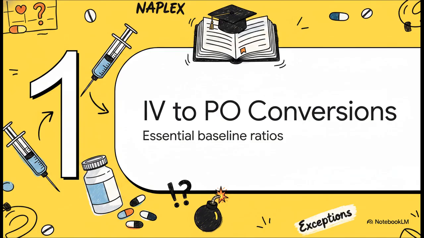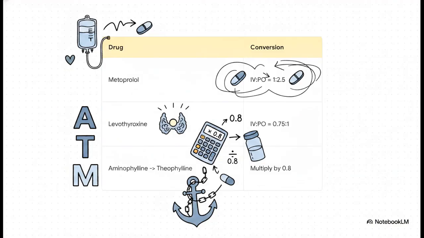Section 1. Essential IV to PO conversions. Let's dive right into those baseline ratios. For a lot of medications, transitioning a patient from an IV to an oral dose is just a simple one-to-one swap. But you know the NAPLEX loves to test the exceptions. First up, metoprolol. This requires an IV to PO ratio of 1 to 2.5. Second, levothyroxine uses a ratio of 0.75 to 1.